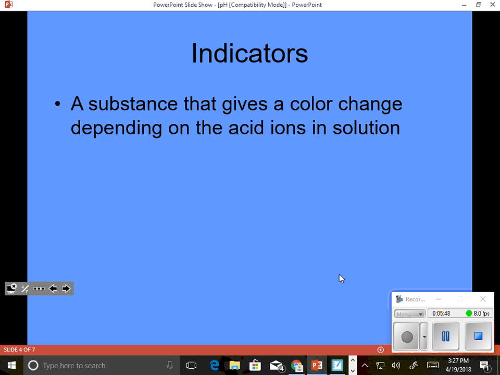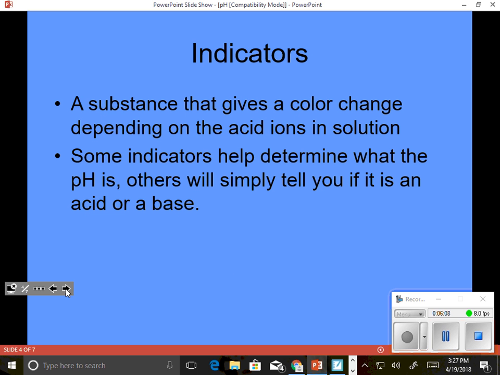Most of the solutions that we're going to be working with are clear. And yet we need to know, are they acids, are they bases? We need to know information about these things. So an indicator is used in acid-base chemistry. An indicator helps tell us what we have. It will give a color change. So different colors can tell us what we're working with.